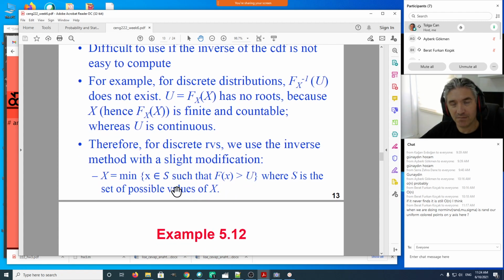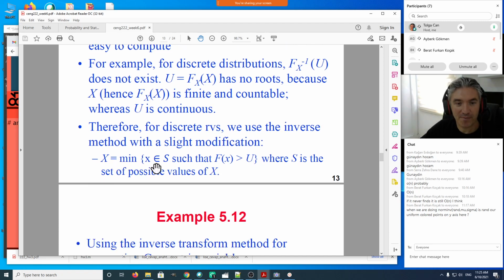Therefore, there's a method that applies to that, which is exactly what we have done actually for looking at intervals. We generated a u and tried to figure out which interval it belonged to. Actually, what we were doing was finding the minimum number at which our uniform number is smaller than the CDF. So this is the exact same method. What this says is: the minimum x such that F(x), the cumulative distribution function, is greater than u. This is exactly what we did in that while loop.